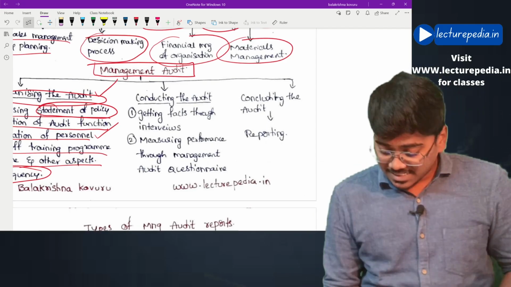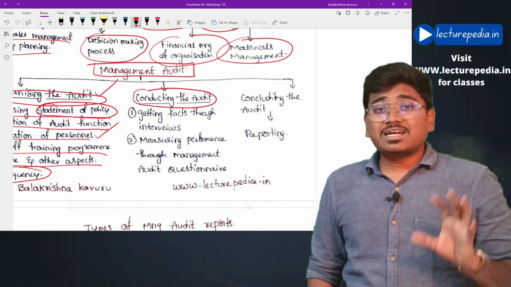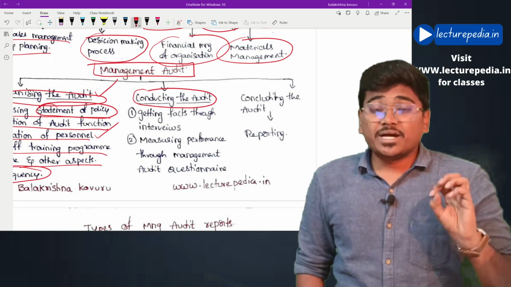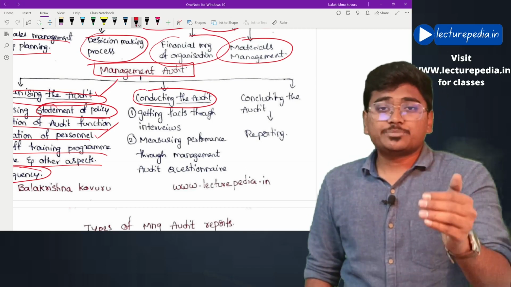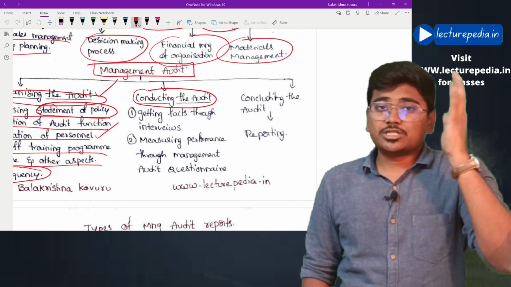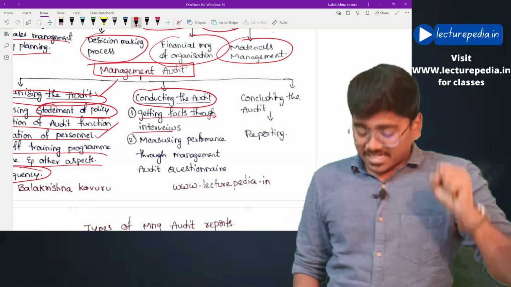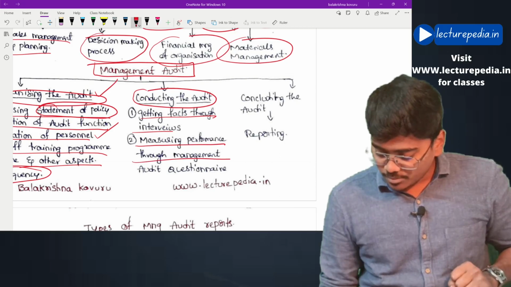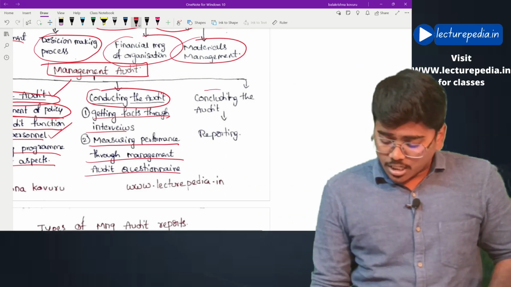Then conducting the audit. Now in conducting the audit, the auditor will gather facts by interviewing various staff from the respective department in which the management audit is being conducted. So, getting facts through interviews. After getting the facts, he will measure the performance through a management audit questionnaire. And finally, concluding the audit.